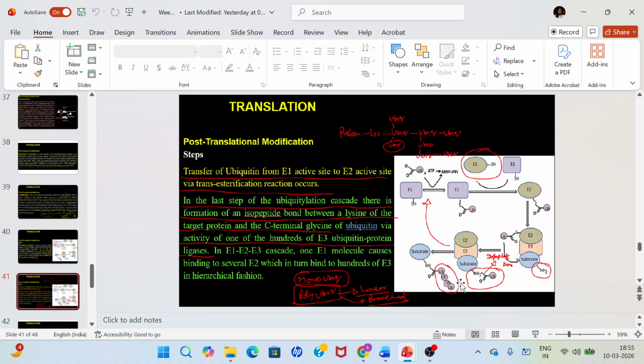Ligases are also of many types depending upon their structure and also depending upon how they transfer ubiquitin, either from E2 or from themselves. So one E1 molecule binds to several E2 which in turn bind to hundreds of E3 in a hierarchical fashion.